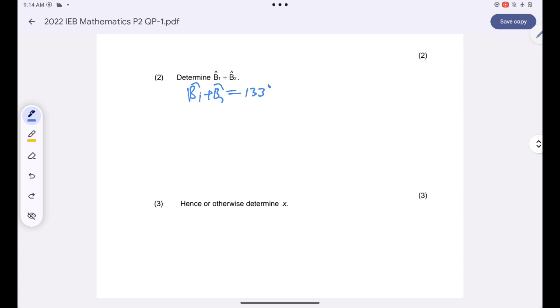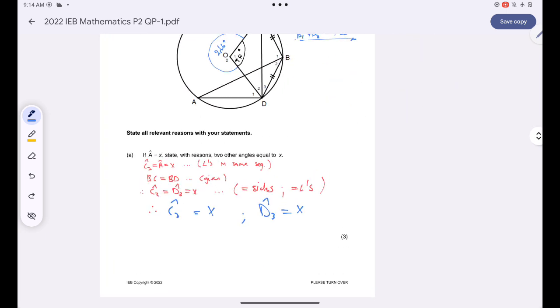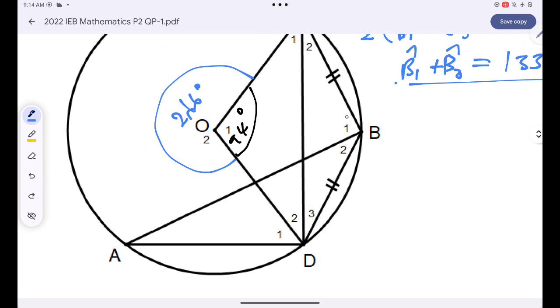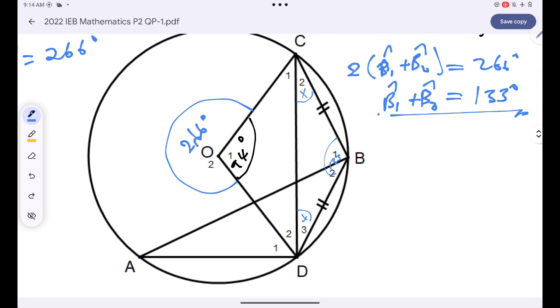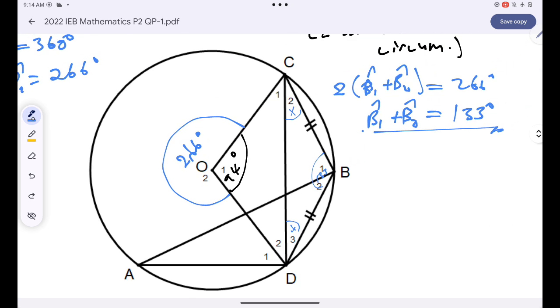And then I was told to determine the value of x. Remember that's initial in question 1. Yes, this is 133. This was equal to x, and that was equal to x. And I know that the sum of angles in a triangle add up to 180 degrees. So the sum of B1 and B2 plus angle C2 and angle D3 add up to 180 degrees. The reason: sum of angles of triangle CBD. The sum of B1 and B2, you found it to be 133, and C2 is equal to x, D3 is also equal to x, that's equal to 180 degrees.